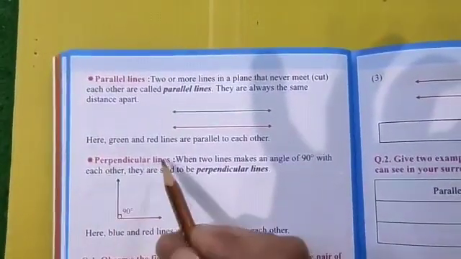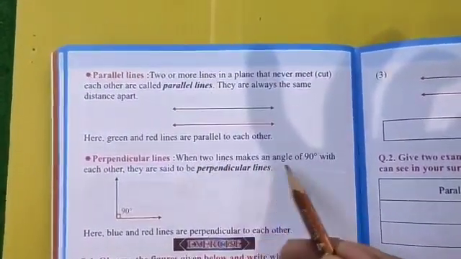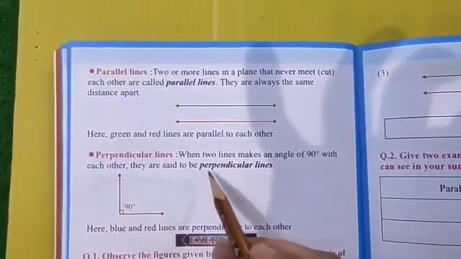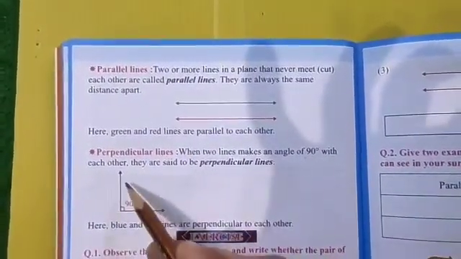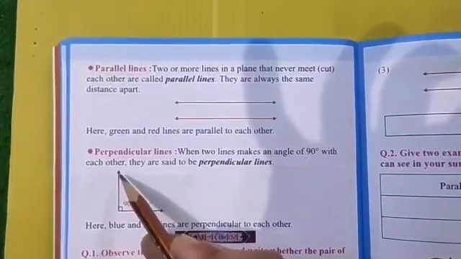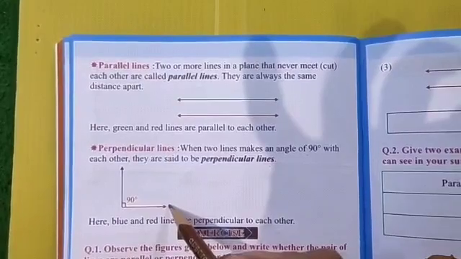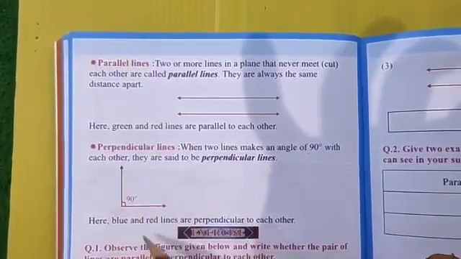Next one is perpendicular lines. When two lines make an angle of 90 degrees with each other, they are said to be perpendicular lines. Here, this one is an example of perpendicular lines.